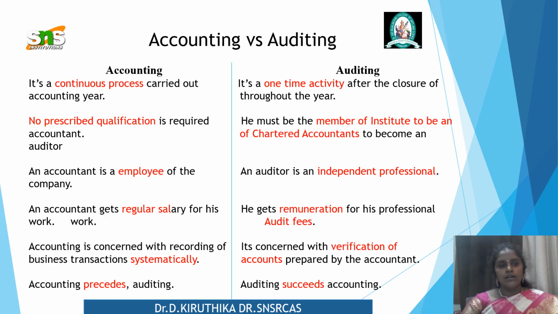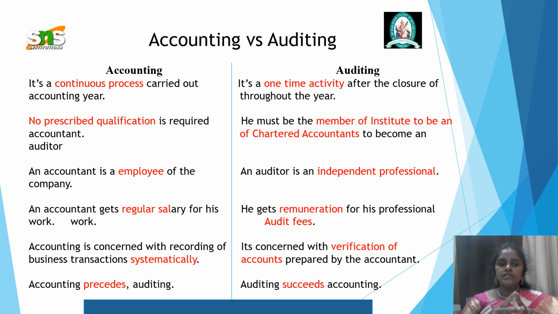So accounting is a continuous process carried out during the accounting year, but auditing is a one-time activity after the closure of the year. And there is no prescribed qualification required for an accountant, but the auditor must be a member of the institute, a chartered accountant, to become an auditor.